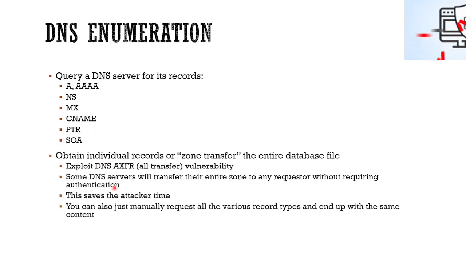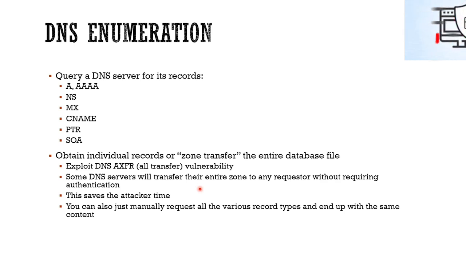If you want to grab individual records, you just query. But if you want to grab the whole database, you do what's called a zone transfer. You could exploit DNS zone transfer, AXFR. You could exploit that vulnerability and just grab the entire zone from a DNS server. That means you don't need to know what to query for. You just say, I want an AXFR, give it all to me.